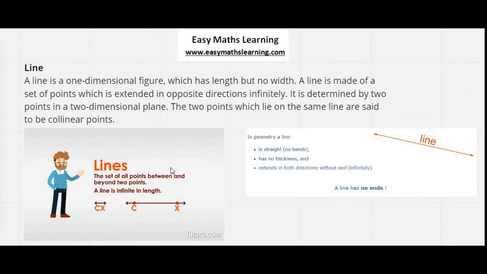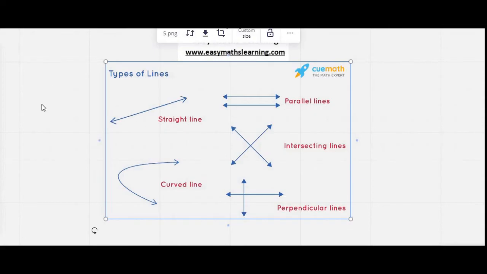Now we are moving on to the next one, the different types of lines. As I was telling, there are different types of lines. Some of them are the straight line, which we just did, and parallel lines, where 2 lines run parallel to each other, that means the distance between them always remains the same. For example, a railway track is an example of parallel lines.